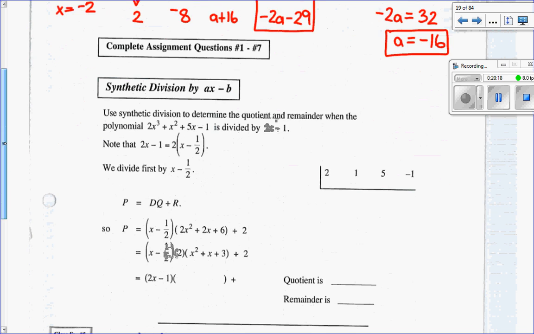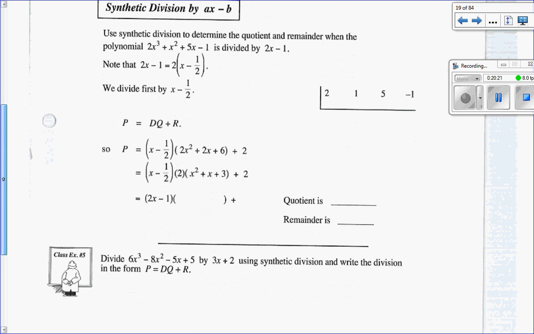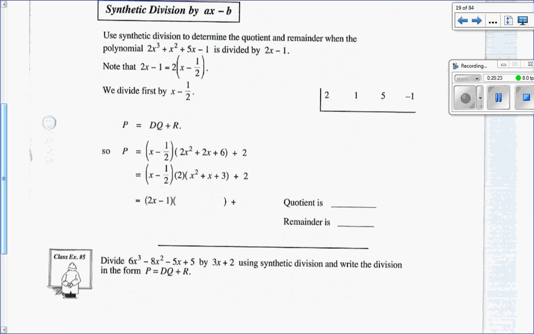Okay, now the next section is just a little bit different because up until now our divisor has been just x plus or minus something. This time we have a divisor that has 2x or 3x or some number in front of the x, a coefficient of x. But nothing changes. We do it the exact same way as before. So in this case, we're going to take 2x minus 1, set that equal to 0, solve for x. So we're going to have 2x equals 1. So x is equal to a half.